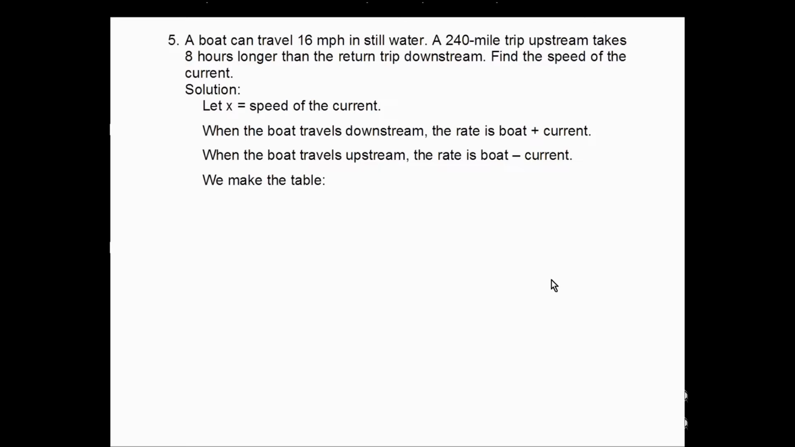Let's make our little chart. Oh, by the way, the same thing happens when you're doing an airplane in a tailwind or wind or something like that. It's airplane plus wind when you're going with the wind. It's airplane minus wind when you're going against the wind. Again, notice it's alphabetical order.